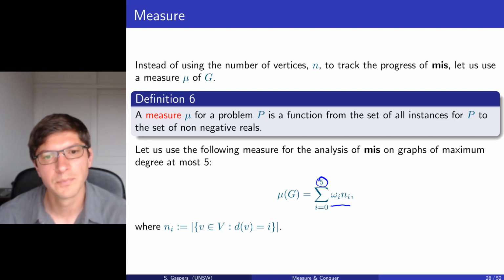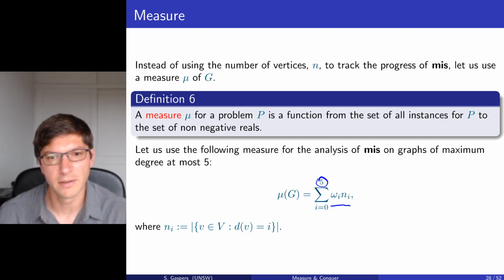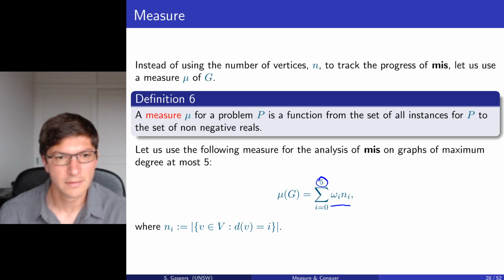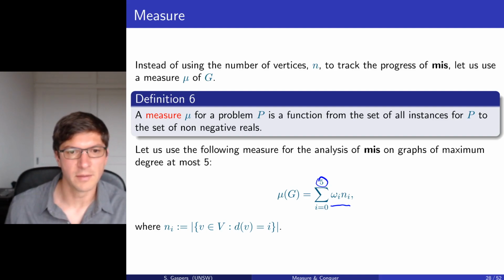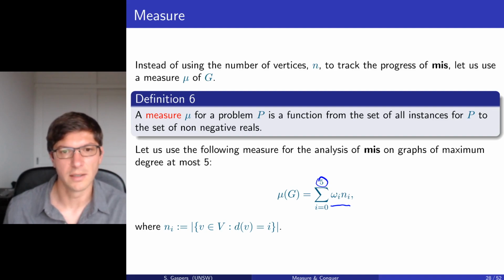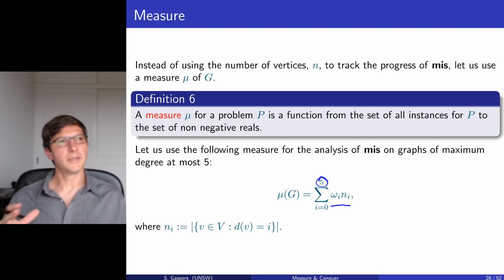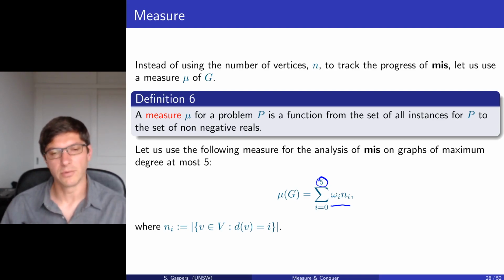So we have 6 of these omega values from omega 0 to omega 5, and n_i is the number of vertices of degree i. Okay, so now when we analyze the algorithm, we are going to look at how the number of vertices of various degrees changes.